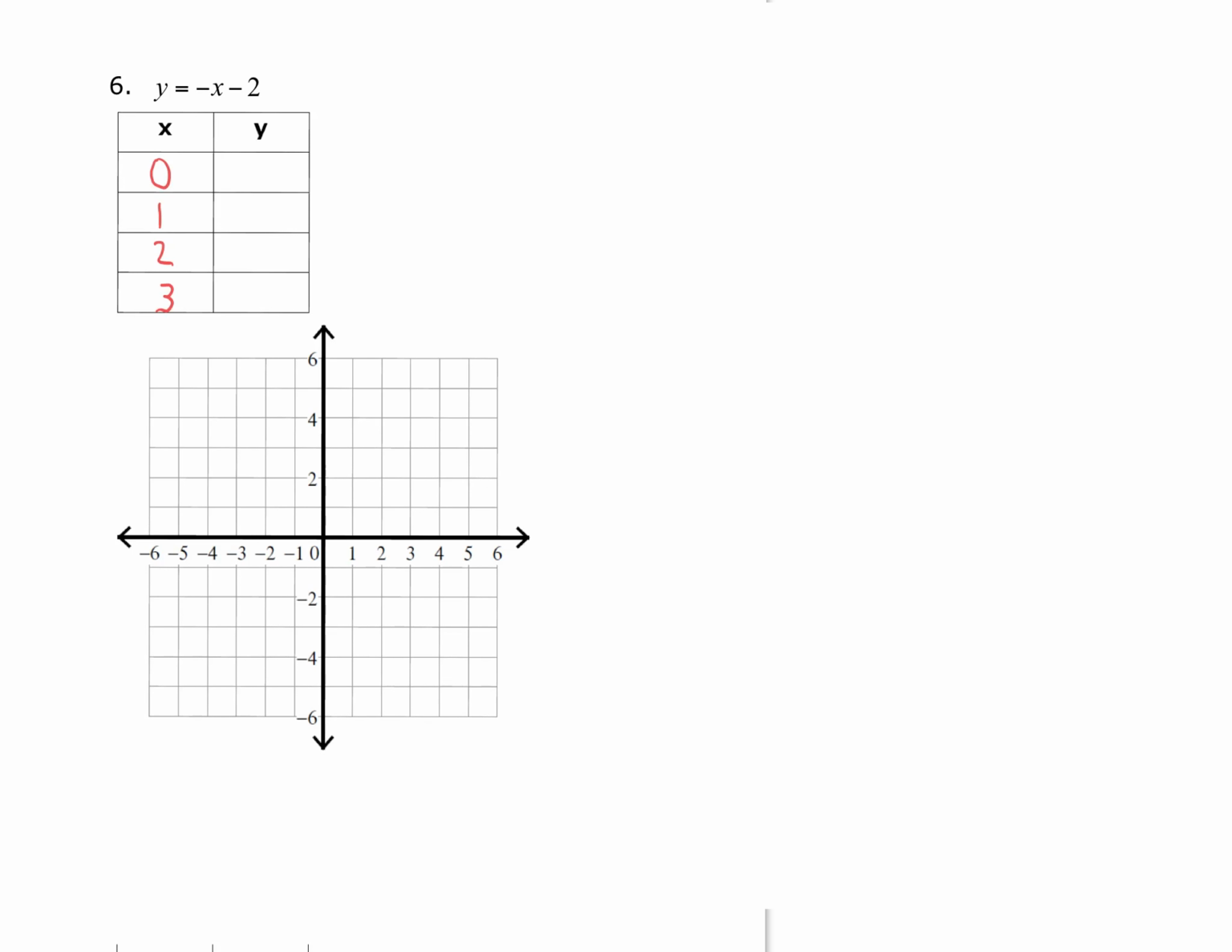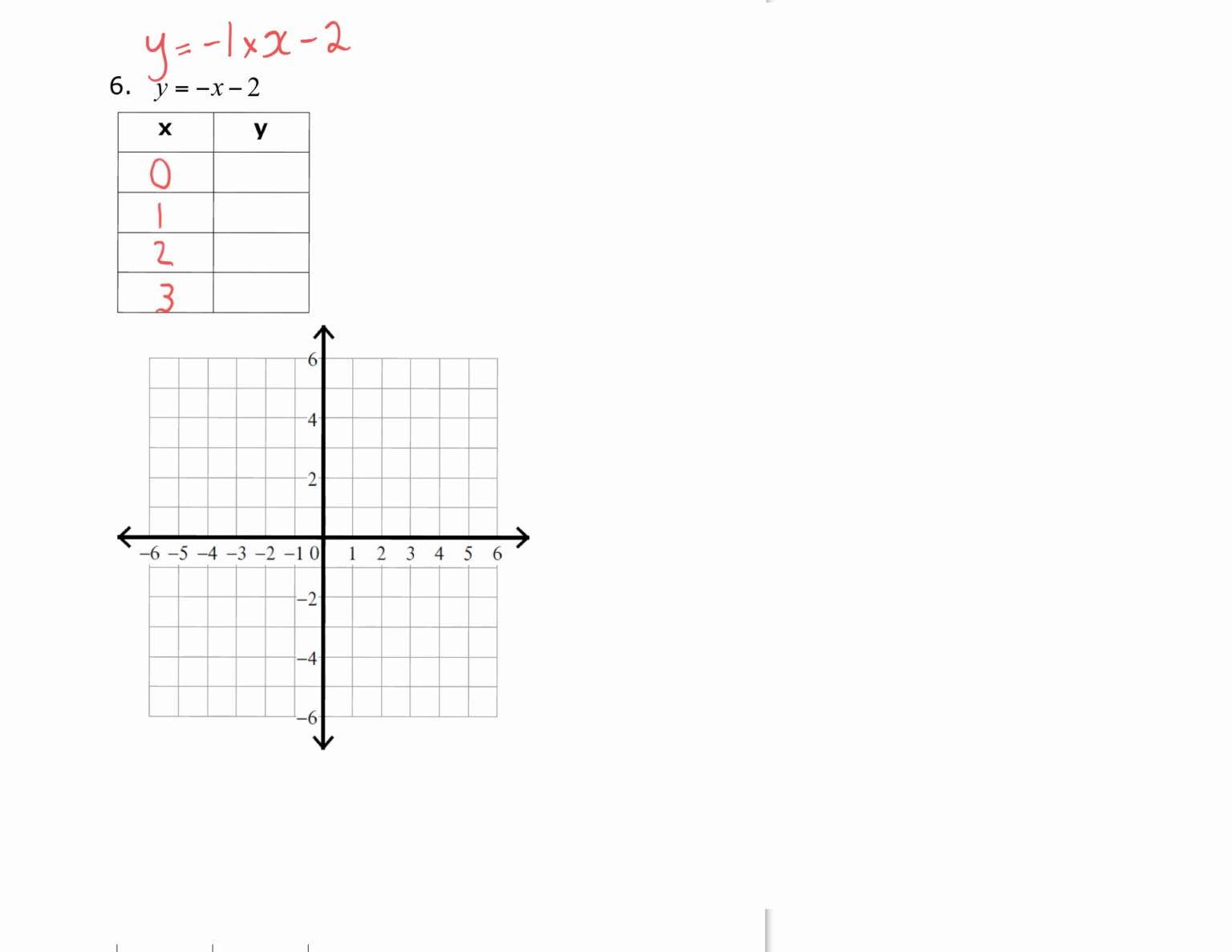And this time, our equation is a little bit trickier than the last one. So what this means is y equals negative x minus 2. So this is in fact actually negative 1 times x. Okay, so this is the same thing as y equals negative 1 times x minus 2.